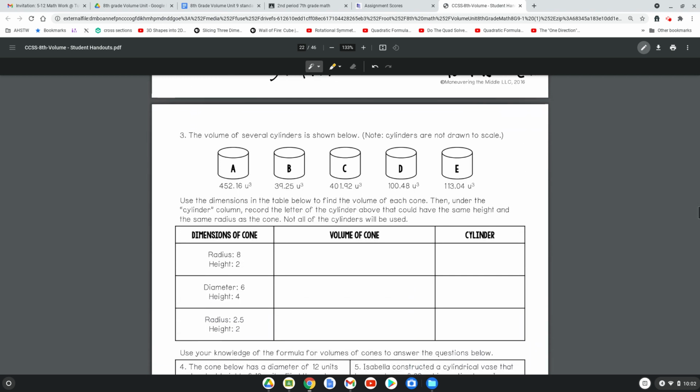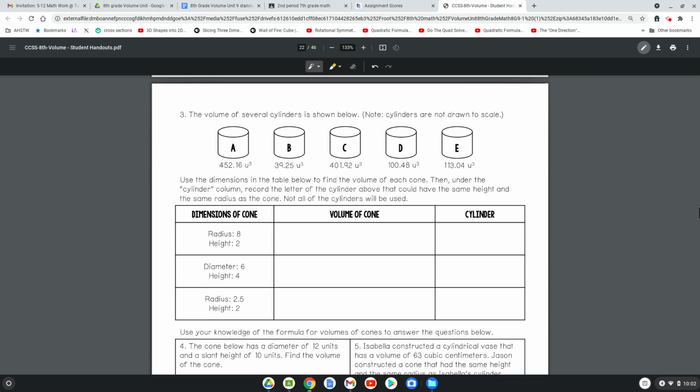Again, pause it and rewind if you need to. Okay, the volume of several cylinders is shown below. So remember, that was our first lesson with cylinders, just the area of the base times the height. And it says, note they're not drawn to scale because they just have the areas written on here. So it says, use the dimensions in the table below. So they give you the radius and the height, the diameter, the radius, to find the volume of each cone.